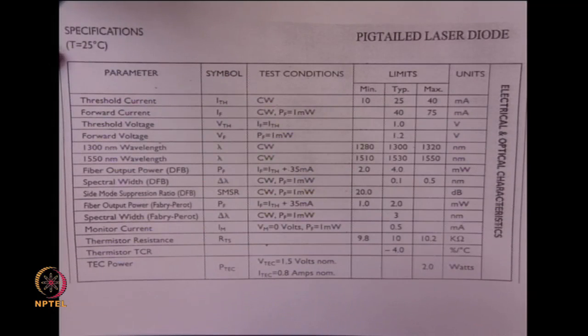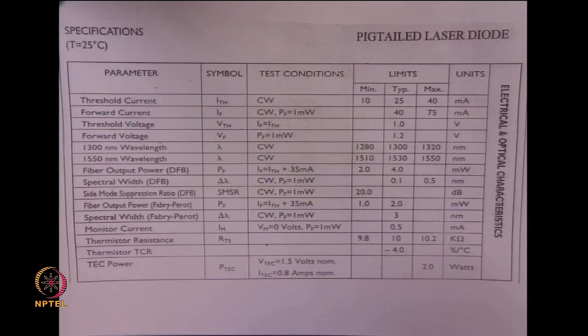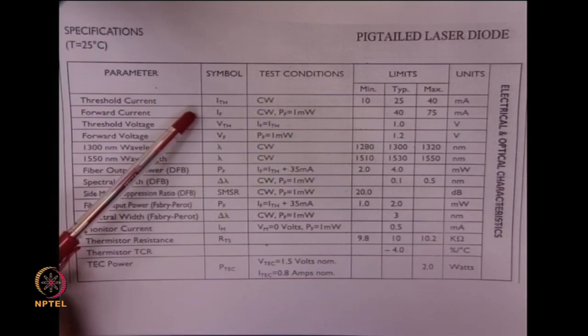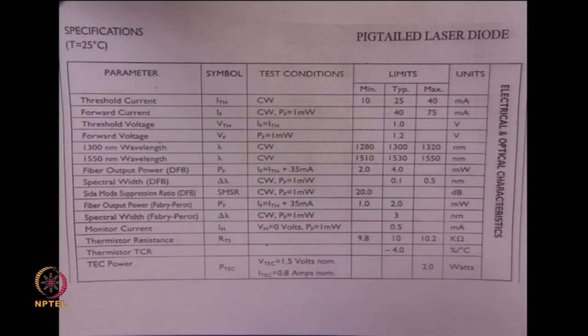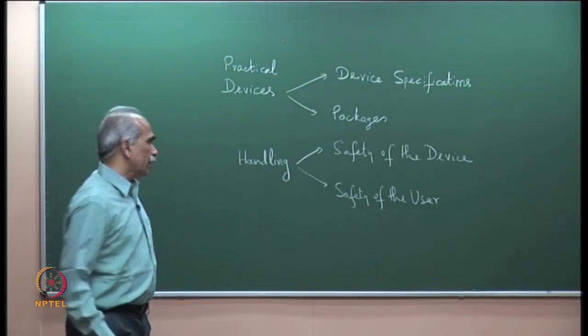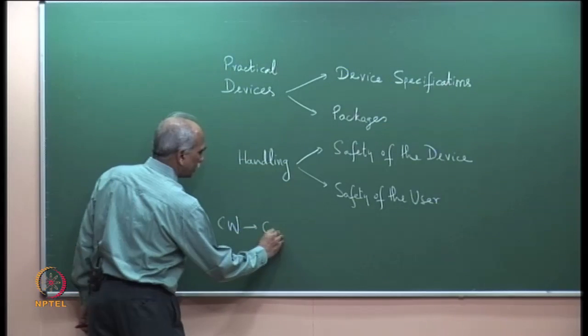This is specifications at T equal to 25 degree C. It is a pigtailed laser diode, fiber pigtailed laser diode. What it means I will show you in a minute. So, the first parameter which is written, threshold current, I threshold, test condition CW, CW standing for continuous wave mode of operation.